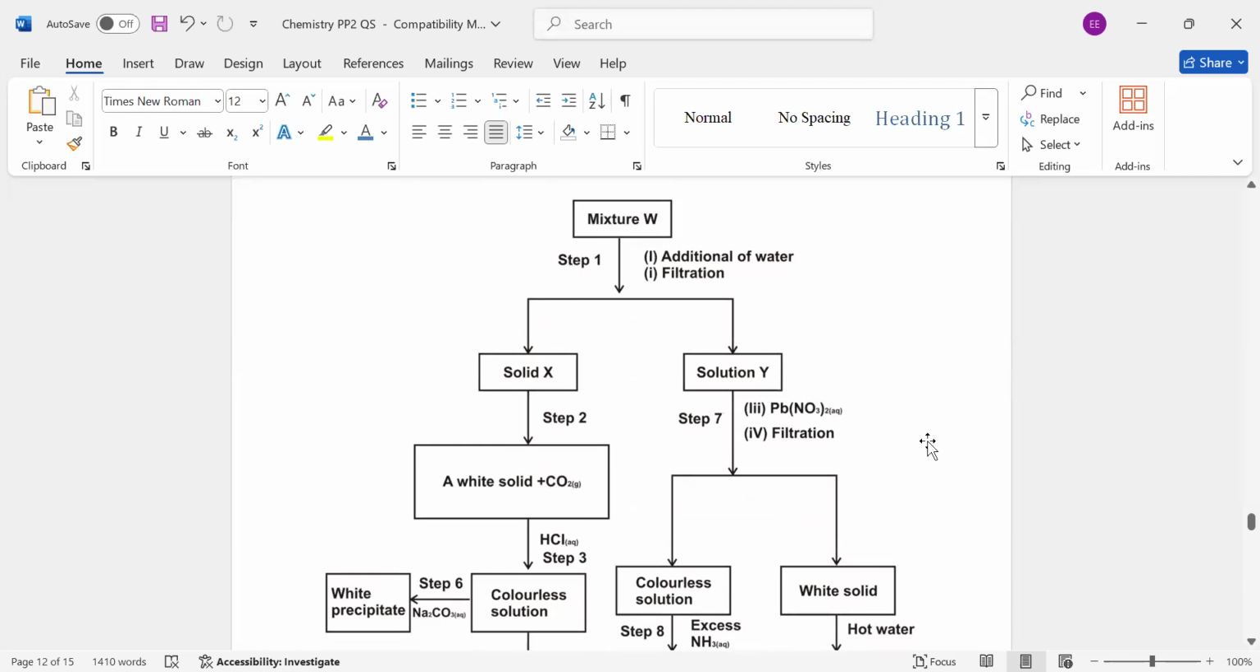We do have a mixture, W. And anytime we have a mixture of salts, then we add water and then we filter. It means one salt was soluble, another salt was insoluble. So this solution Y was the salt that was soluble. Solid X is the one that is insoluble.